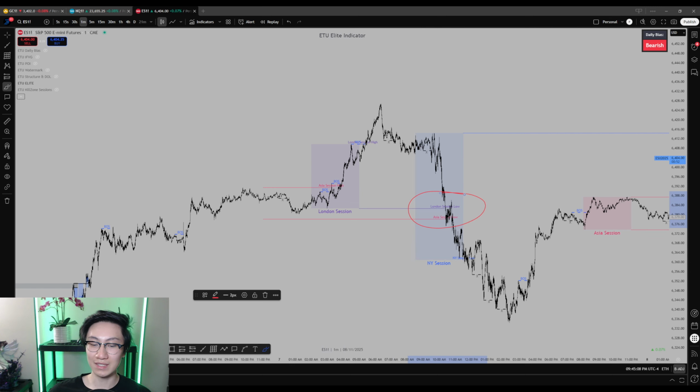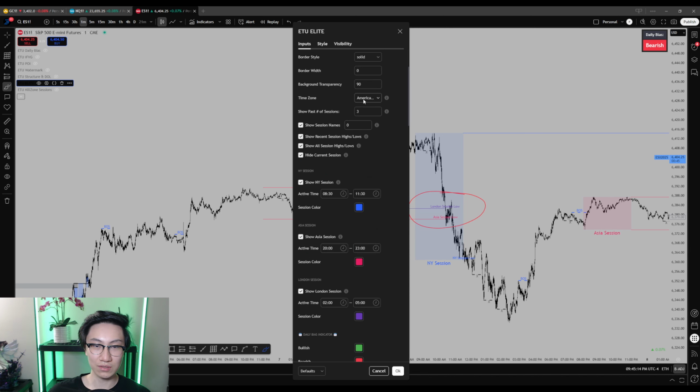It's not picture perfect, it's not 100%, because look, these two lows here, they got swept and we ultimately failed. Let me actually change the indicator here real quick so it shows more past sessions.